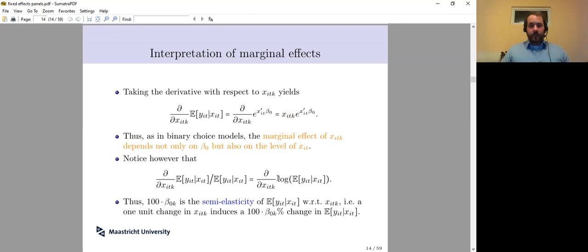And the beta k itself is the derivative with respect to x of the log of the conditional mean. Therefore, 100 times beta k can be interpreted as the semi-elasticity. So the beta k actually does have a percentage change interpretation as we had in linear models when we take the log on the left-hand side. This is very nice. The Poisson is, in terms of interpretation, pretty similar to linear models.